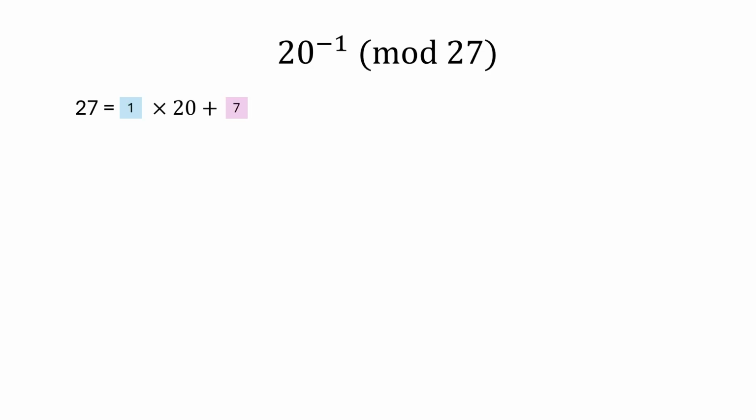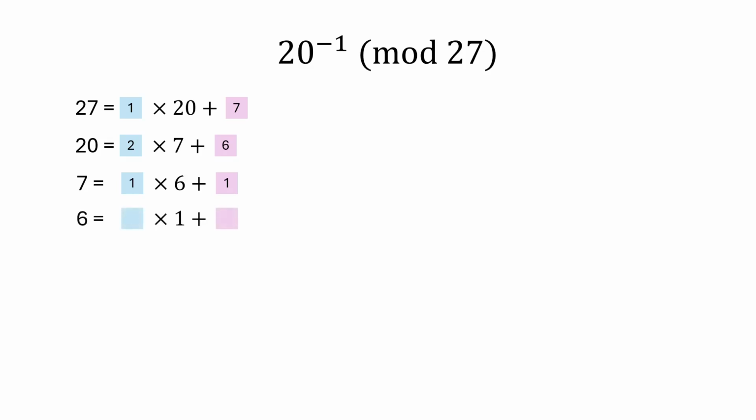So we have this division with remainder. Now we take the last two numbers, 20 and 7, and we repeat the exact same process for them. This would give us 2 times 7 plus a remainder of 6. Again, we take 7 and 6, the last two numbers, and again we divide with remainder. Now we get 1 times 6 plus 1. We take 6 and 1, the last two numbers on the previous line, we divide with remainder, and this time we get remainder 0. Once we get remainder 0, the algorithm ends.